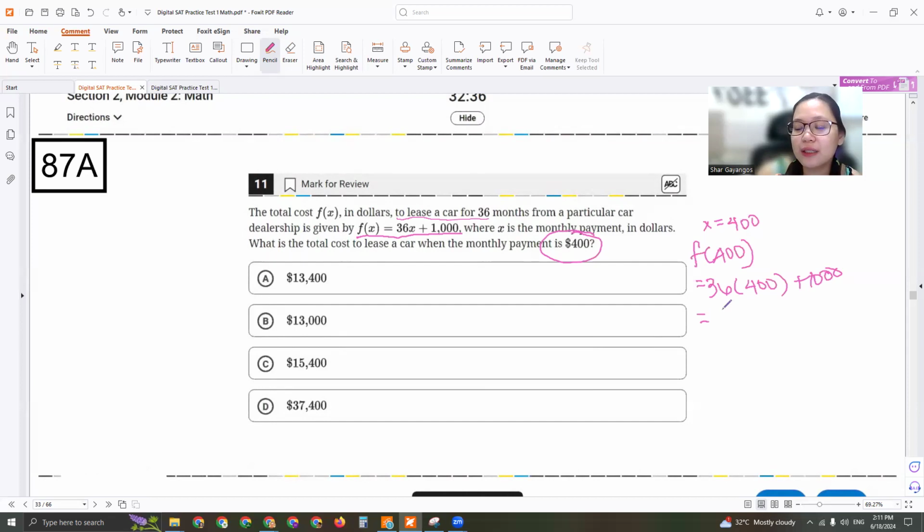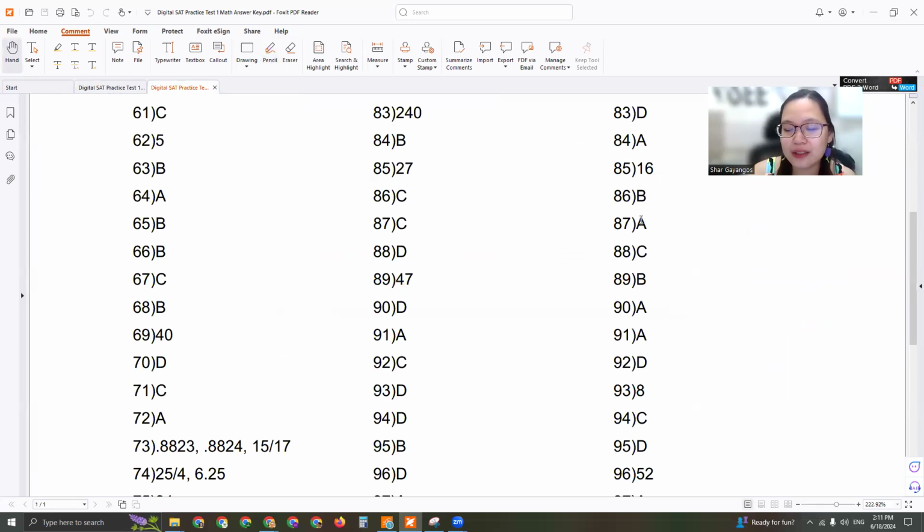With this one, at this point, you can pull out your calculator. But I know 36 times 4 is 144, and then adding this up, it should give us 15,400. Don't worry, both modules and all sections of the digital SAT allow you to use your calculator, so you should be fine. So our answer for this number is C, and we can go ahead and double check.